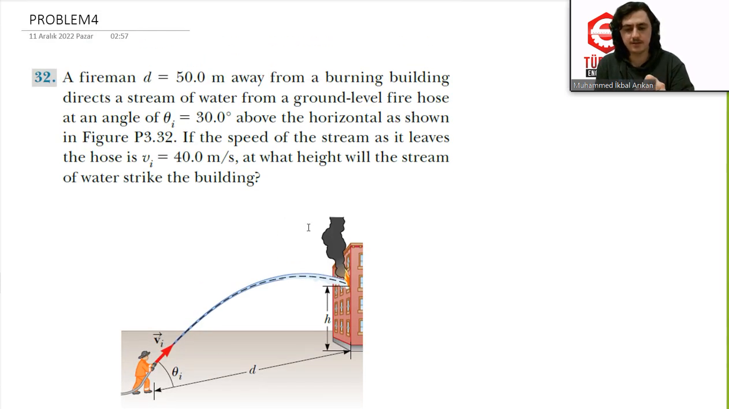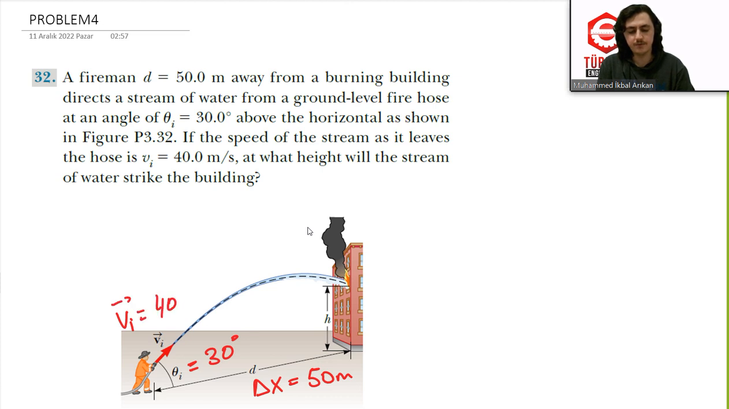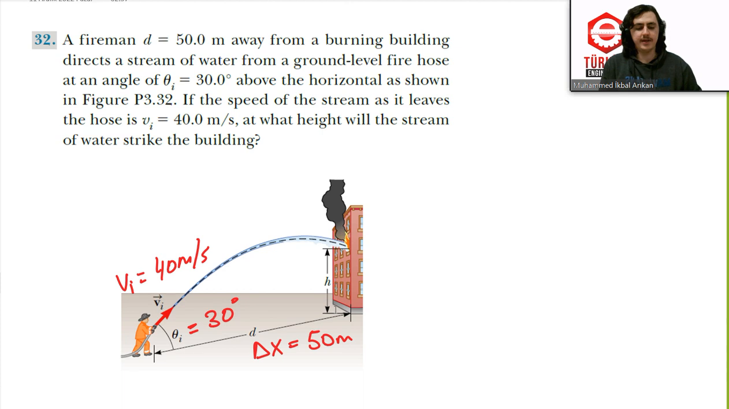So let's put our known values. This will be just delta x, and it is just 50 meters. The initial angle for the velocity is just 30 degrees. And the initial speed, which is vi, is 40 meters per second. Actually, this is the magnitude, not the vector. This is just the magnitude. So how can I calculate the h?